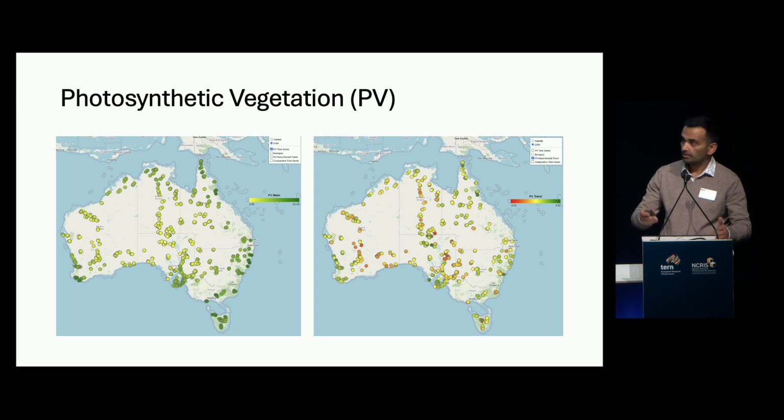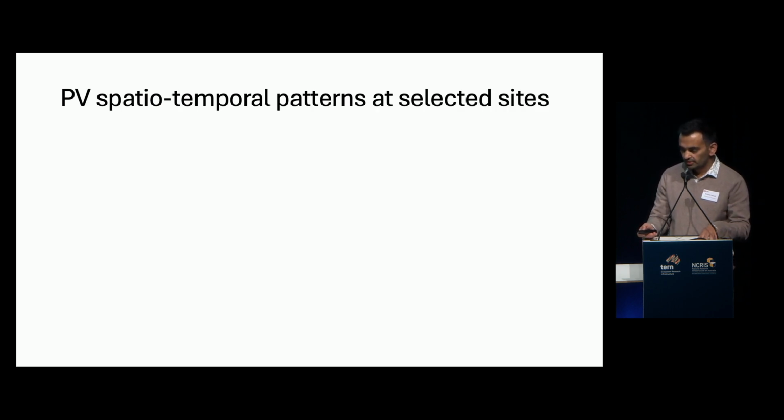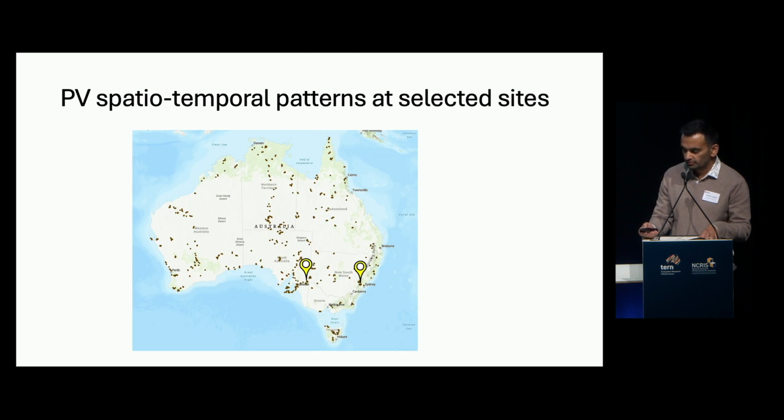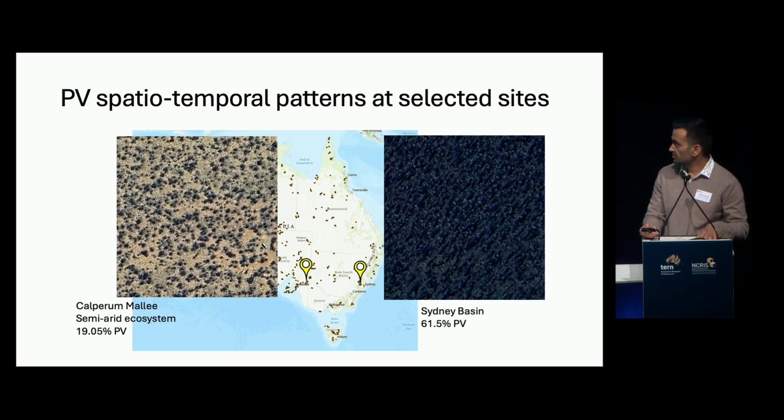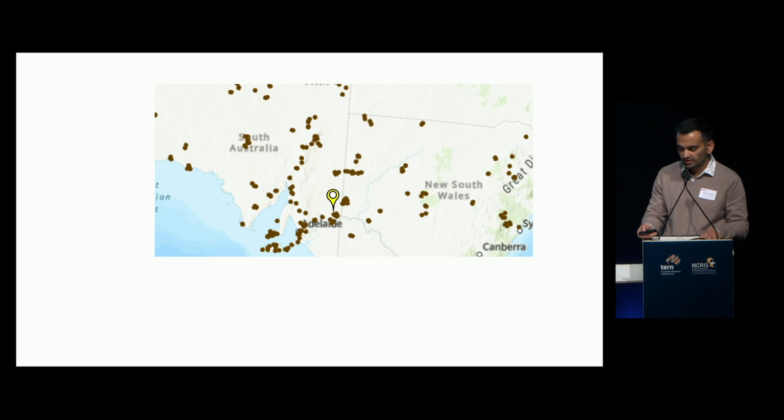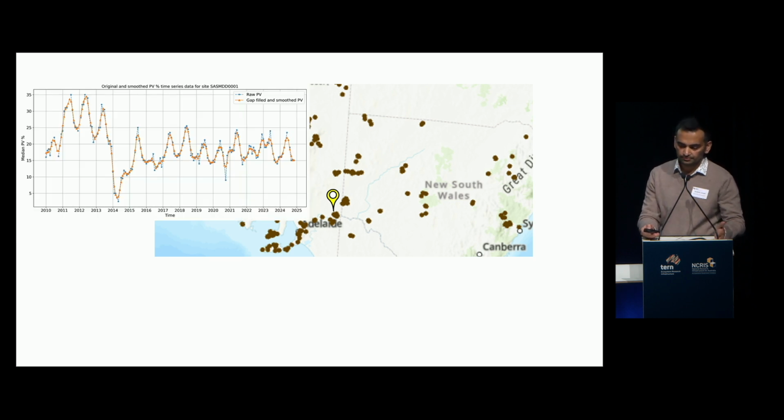The plot shows the mean PV fraction of all those plot sites, and on the plot, this one shows the Mann-Kendall trend, I mean the monotonic increase or decrease trend of the photosynthetic vegetation fraction from 2010 to the end of 2024. Just to give a snapshot of a few sites, two sites, one in Calperum and one in the Sydney Basin, with different PV percentages, roughly 19 and 61.5. So if we go to a site in the Calperum super site, this is what the time series of photosynthetic vegetation looks like.